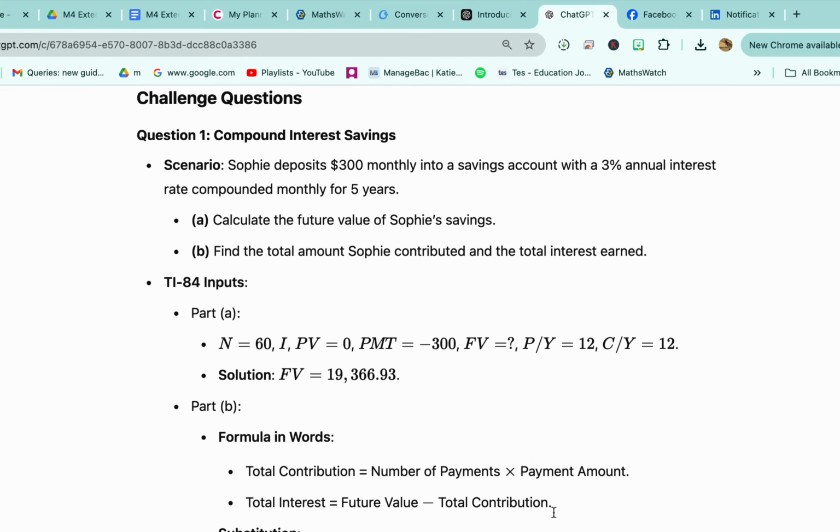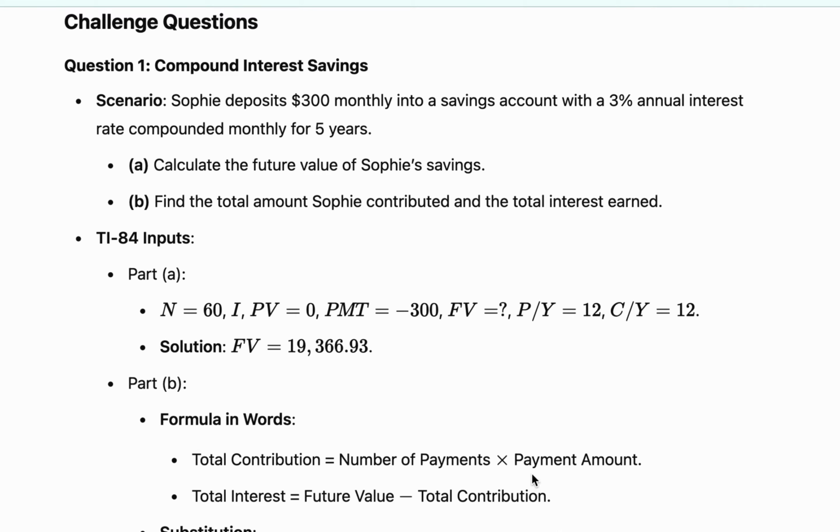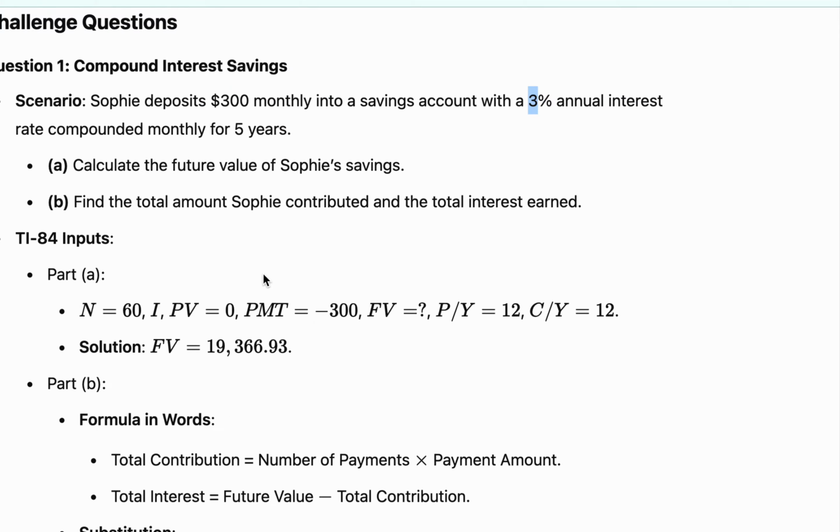When we have a look at the question, the PMT is minus 300. This is because it represents outflow. We are going to lose the money, or Sophie is going to lose the money. It has a 3% annual interest. So as always, we just write I is equal to 3, which is missing from this typeset here.